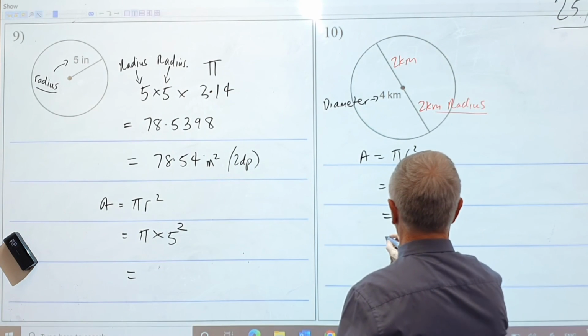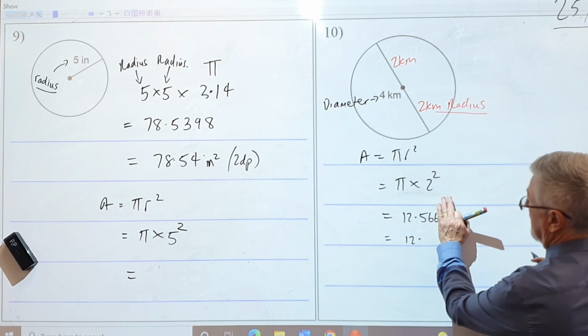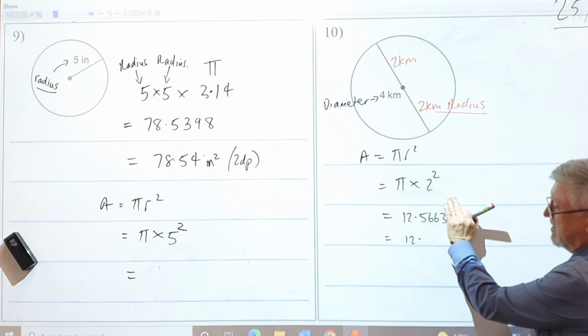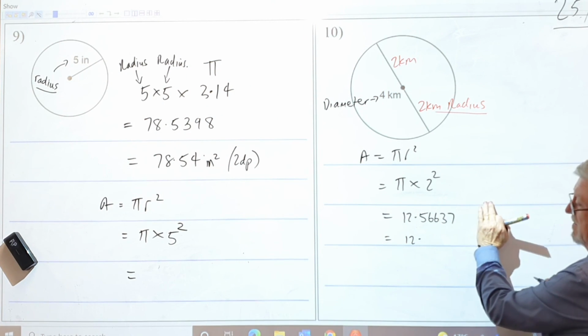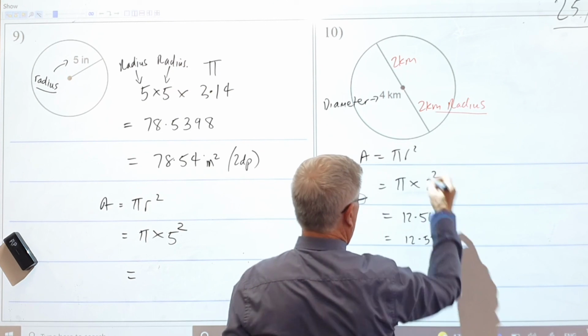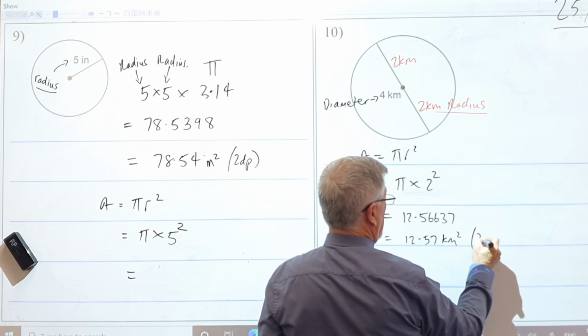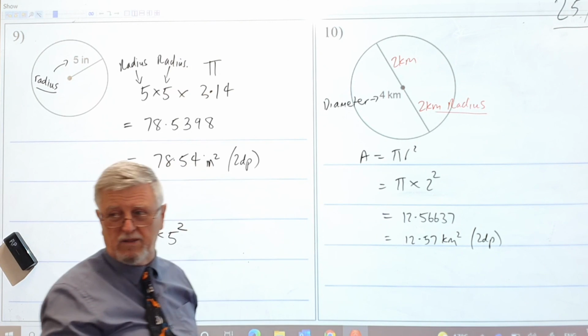Now if we said we wanted the 2 decimal places, next number is the big one or a little one? Big one, so it becomes 5.57. That's kilometres squared. And then we can say that's 2 dp. If I wanted 1 dp, I could do that.